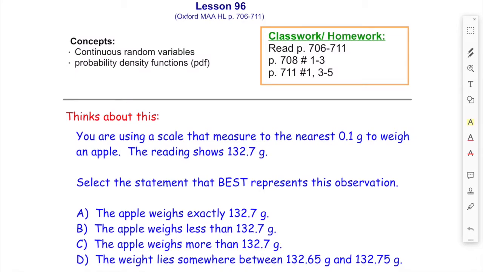A. The apple weighs exactly 132.7 grams. B. The apple weighs less than 132.7 grams. C. The apple weighs more than 132.7 grams. And D. The weight lies somewhere between 132.65 grams and 132.75 grams.